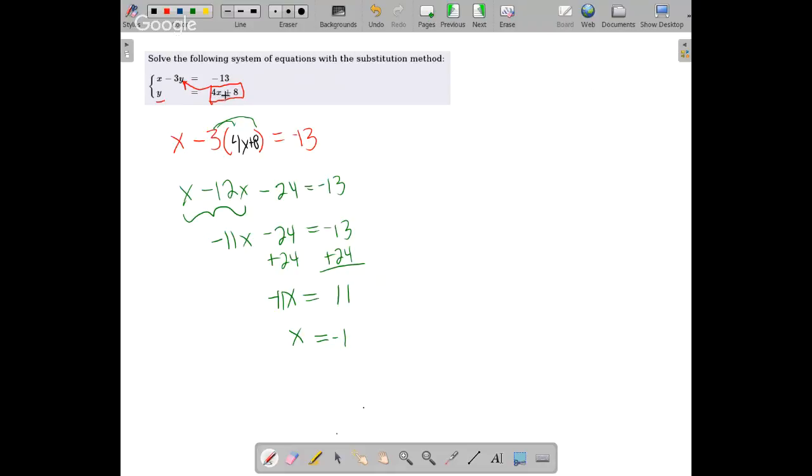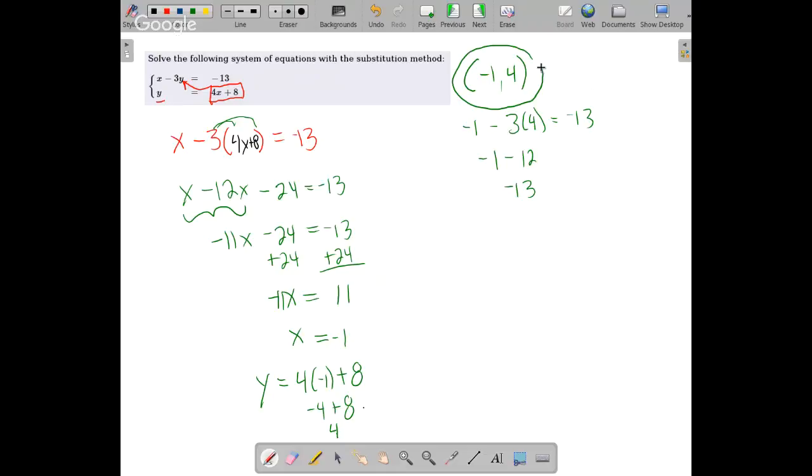Coming back to this second equation, that's going to tell me y. So 4 times negative 1 plus 8 would give me negative 4 plus 8, or a positive 4. So we think the solution is (negative 1, 4). To check that, we'll plug into the other equation. So let's see, negative 1 minus 3 times 4 is supposed to be negative 13. So negative 1 minus 12, yep, negative 13. We got ourselves a solution.